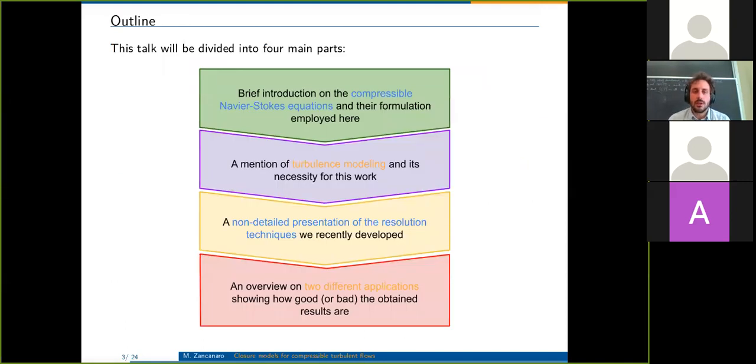So this talk is going to be divided into 4 main parts. At the beginning, I would like to briefly give you an introduction about compressible Navier-Stokes equations. Then I just would like to mention turbulence modeling and how it works. Then I'm going to give you a non-detailed presentation of the resolution techniques, in the sense that in case I had to give you a detailed presentation, it would be really too long and maybe too boring. And at the end, I'm just going to show you the results that we obtained for 2 different applications, as I already said.